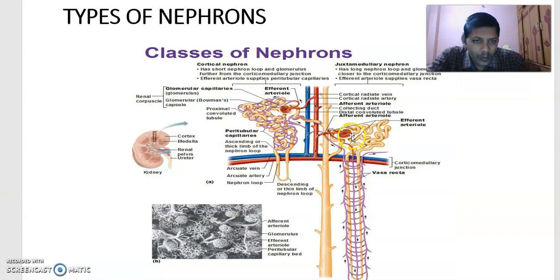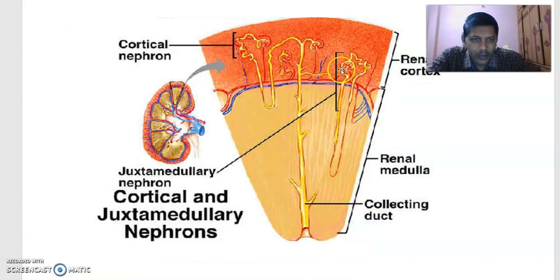Look at this one. This is the renal corpuscle. I will show you here also. This is the renal corpuscle, which means Malpighian corpuscle. Malpighian corpuscle means Bowman's capsule and glomerulus. Look, this yellow color is the Bowman's capsule. This red one is the glomerulus. These are very close to the medulla. This part is medulla. They are very close to medulla, that's why it is called juxta. In juxtamedullary nephrons, the renal corpuscle is next to the medulla.